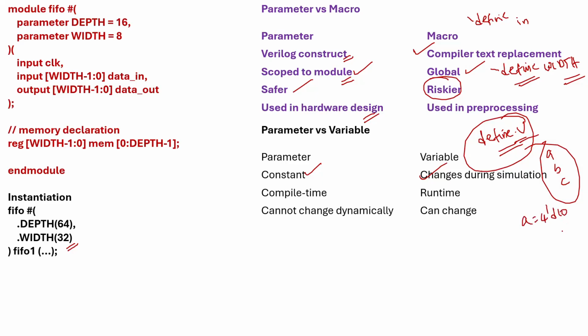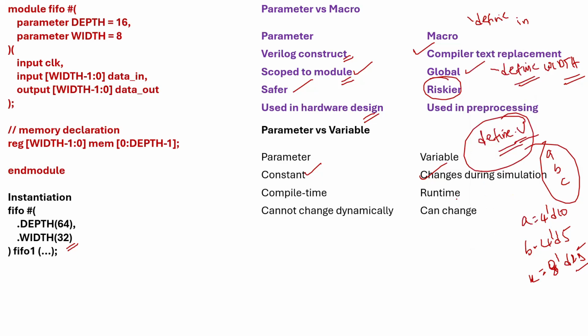For example, a equal to 4'd10, or b equal to 4'd5, or c equal to 4'd8 or 8'd25. In this way you are changing the variables, but a constant stays the same. Throughout the simulation you are maintaining the constant values. So this is executed in the runtime.